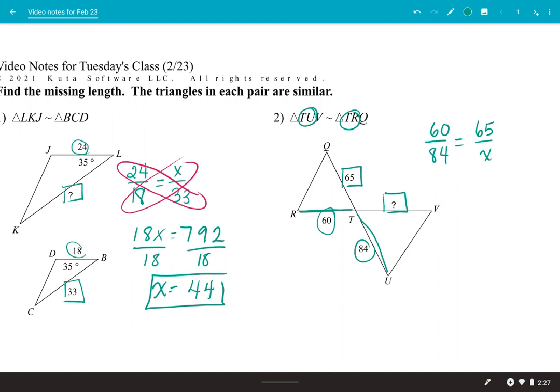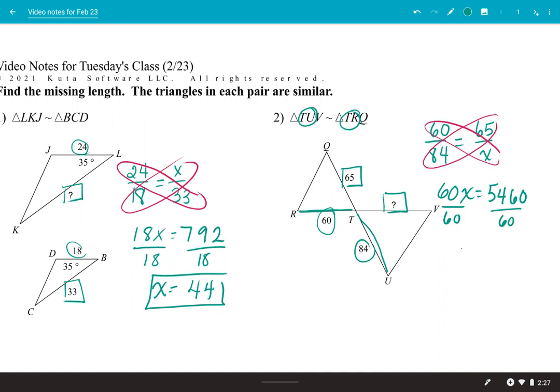And some students I've had in the past will see, oh, it's only 5 numbers different, so it will be 5 numbers different on the other triangle. No, it does not work that way. Remember, we're doing it by proportion, so we're going to cross multiply to see how we can solve it. So we're going to get 60 times x, and I always like to do the x's first, but whatever you want to do. And then we're going to do 84 times 65, and we're going to get 5460.